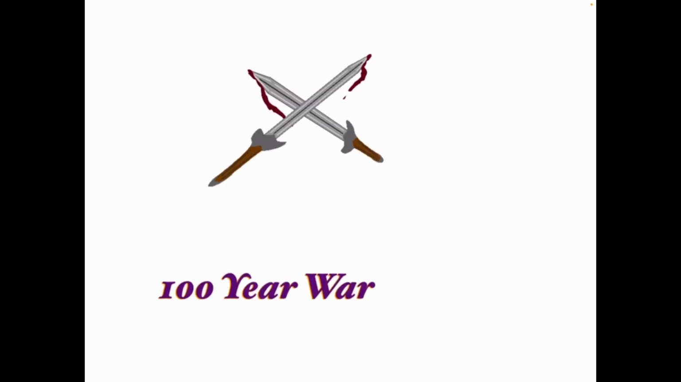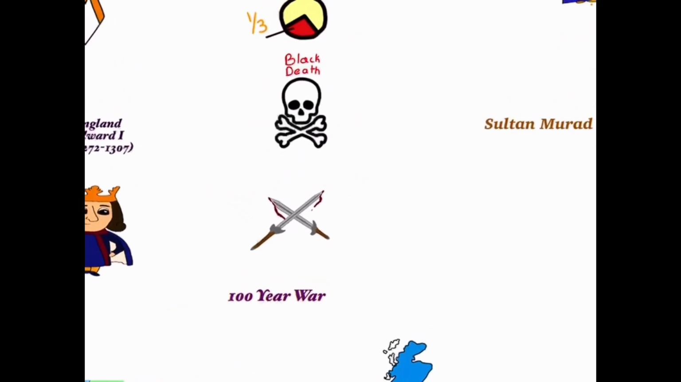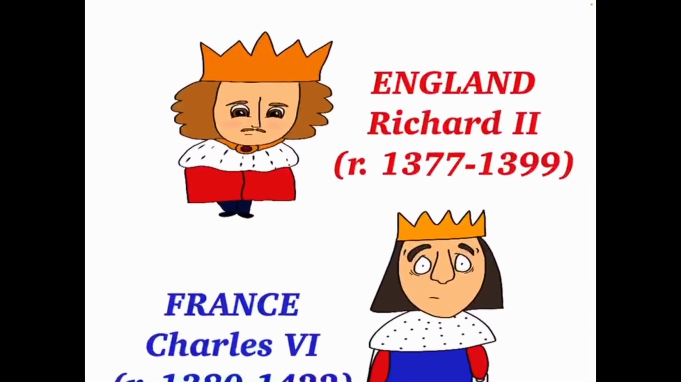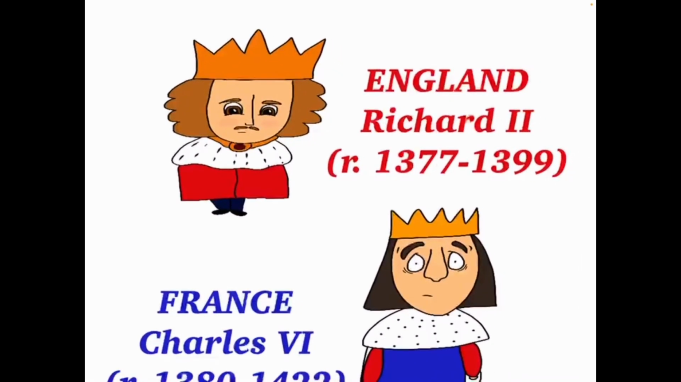At the beginning of the 100-Year War, England was winning and dominating, but by the end of the 13th century, France had pushed England out of most of their lands. In 1377, Edward III of England died, and Richard II took his place on the throne. Richard was only 10 years old. Richard ruled from 1377 to 1399.